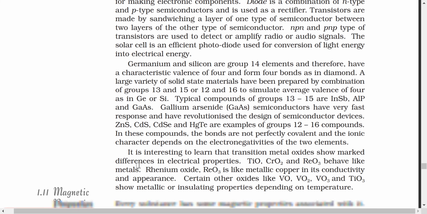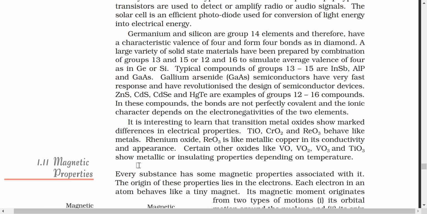Germanium and silicon are group 14 elements and therefore have a characteristic valence of 4 and form 4 bonds as in diamond. Carbon forms 4 bonds, tetravalent. A large variety of solid state materials have been prepared by combination of group 13 and 15 or 12 and 16 to simulate average valence of 4 as in Ge or Si. Understood? Take 13 and 15, take 12 and 16, what will the average be? It will be 14.